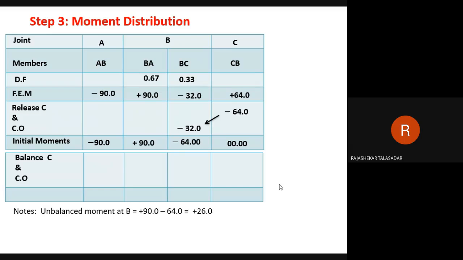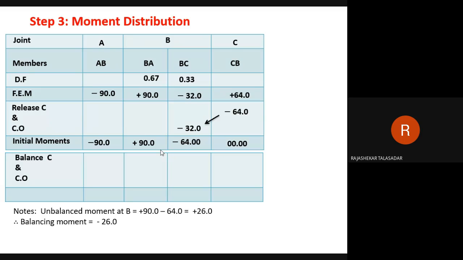Sorry, 26 I think. Is it 26 or 36? 26, sir. 26. Therefore, what is the balancing moment? Minus 26. See, these you need not show in the calculation. Directly we can do it. But for the first two problems, I am just giving you the steps. So, the unbalanced moment is the sum of BA and BC: plus 90 minus 64. So, it will become plus 26. So, it is unbalanced. So, you need to balance it by applying minus of the unbalanced moment. So, it will become minus 26.